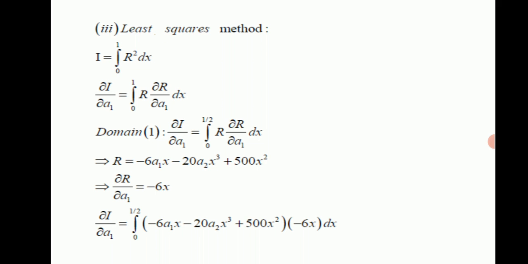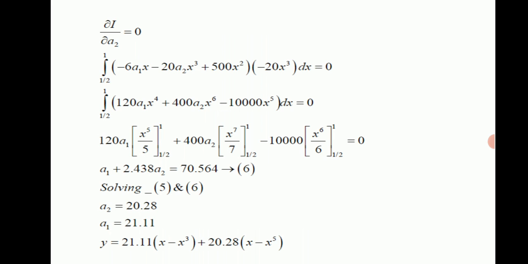So dou I by dou a1 is equal to integral 0 to 1 by 2 of minus 6 a1x minus 20 a2x cube plus 500x square into minus 6x into dx. Then we multiply these two terms. And dou I divided by dou a2 is equal to 0. Same way, we differentiate the term with respect to a2, and we will get integral 1 by 2 to 1 of 120 a1 x power 4 plus 400 a2 x power 6 minus 10,000 x power 5 into dx is equal to 0. So we will get two equations, equation 5 and equation 6.